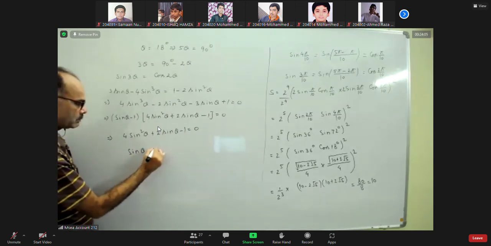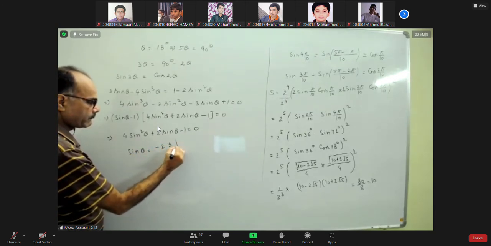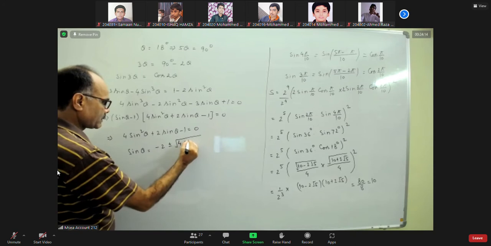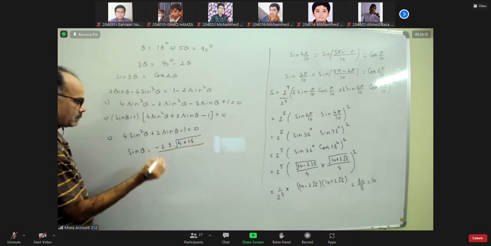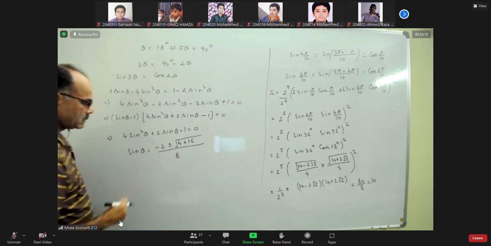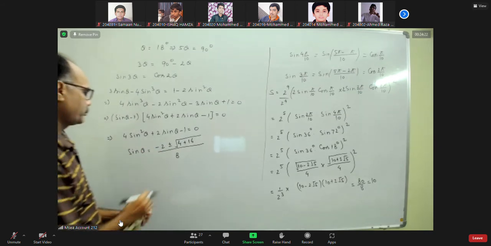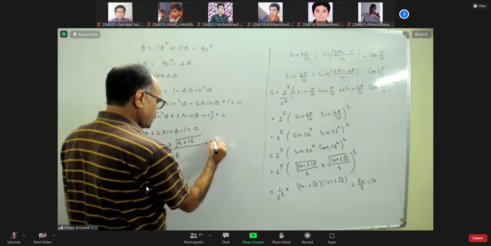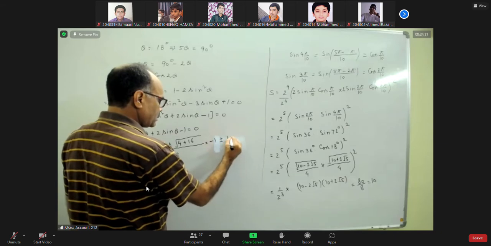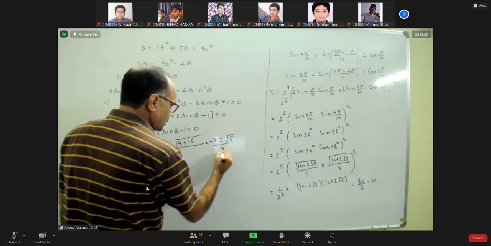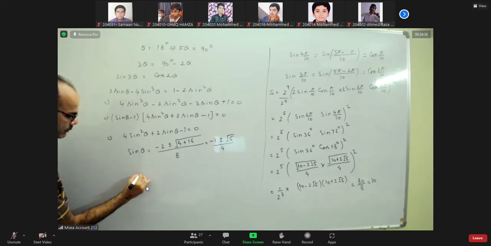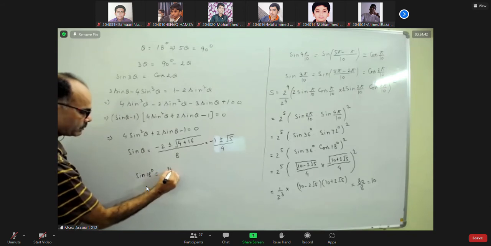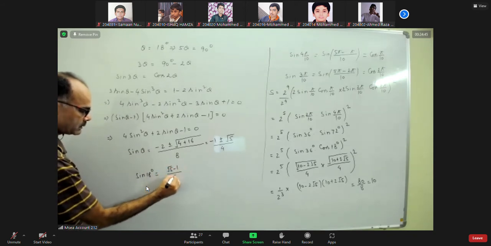Sine theta equal to minus b plus minus root of b square minus 4ac, which is 16 plus 4 into 4, that is 20, by 8. 4 outside, 2 root 5 over 8, so minus 1 plus minus root 5 by 4. Sine 18 cannot be negative, it is positive. Root 5 minus 1 by 4 is sine 18.